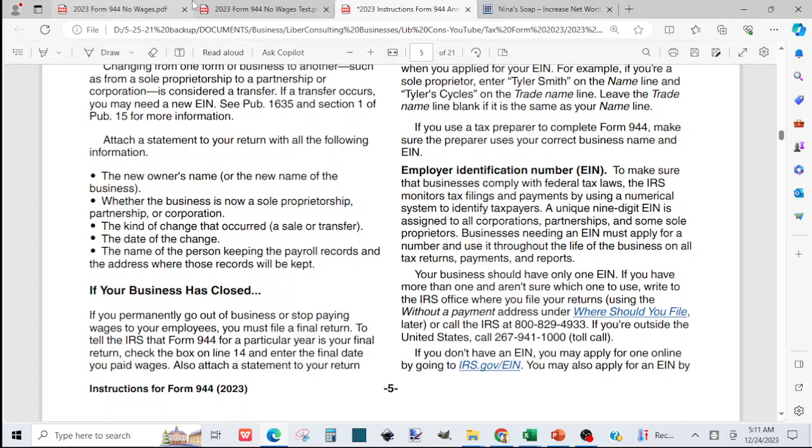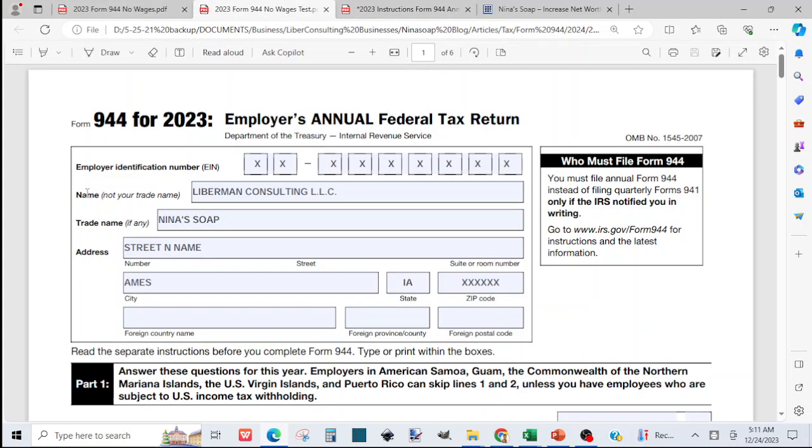Okay. So the name, now your trade name, and your name will be the name you use to file for the EIN number. It will be on the reply from the IRS regarding your EIN number application, and on your EIN application form, if you saved a copy, it will be the business legal name. What you put on that line is what you'll put on this line as name.